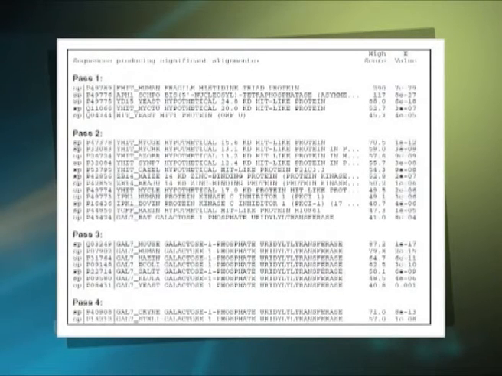PSI BLAST versus BLAST. Because of its cycling nature, PSI BLAST allows us to find more distant homologs than a simple BLAST search. PSI BLAST uses two e-values, the threshold e-value and the inclusion e-value. The threshold e-value is used for the initial BLAST and the default value is 10 as in the standard BLAST. The inclusion e-value is to accept sequences in the PSSM construction and the default is 0.001.